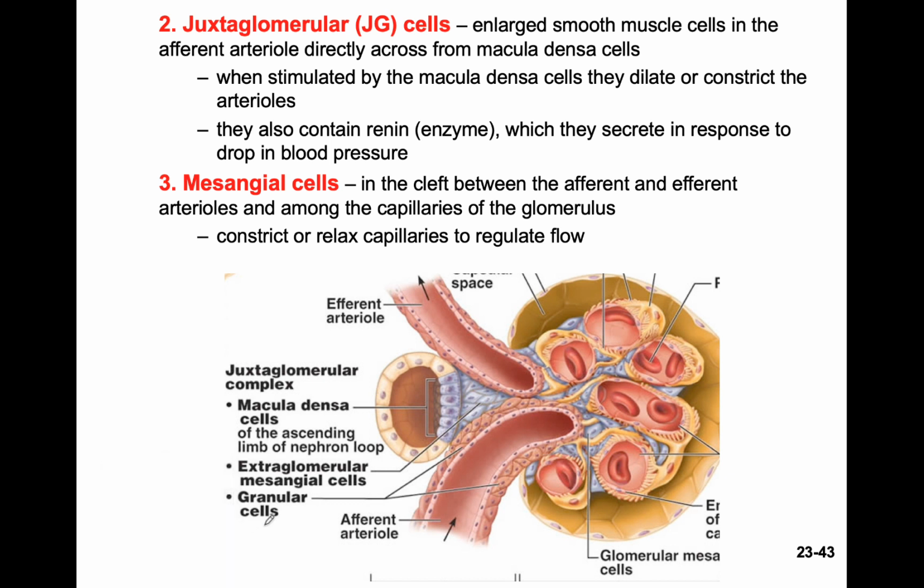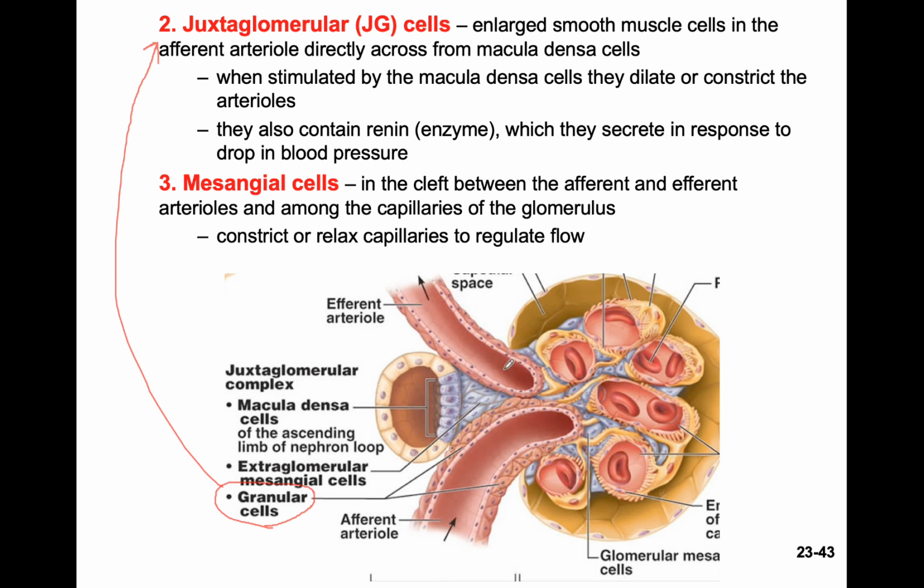Now, granular cells are the same thing as JG cells, okay? Different names, same cells, same function. These guys are smooth muscle cells. They cover the afferent arteriole, and you can see there's a lot more of them on the afferent arteriole than there is on the efferent arteriole.